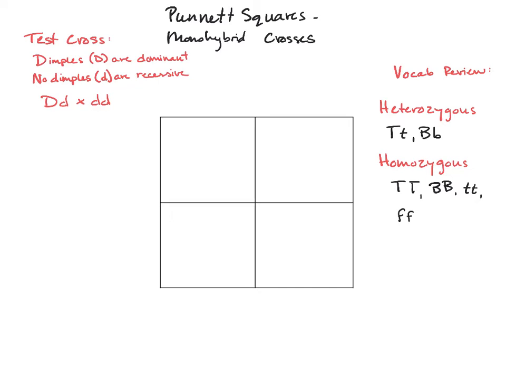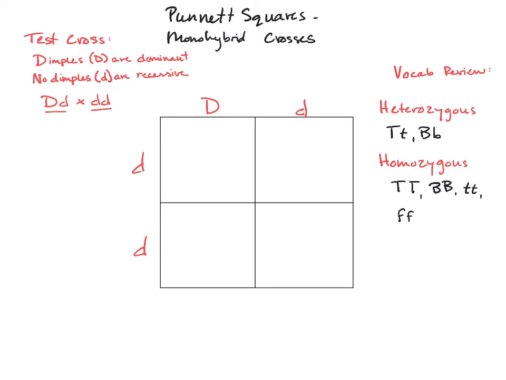So you're going to distribute the genotypes on the top and the side of your Punnett square. So we can put our person who has dimples on the top. So we'll put capital D over one column and the small d over the other column. And then we'll take the person who has no dimples and put their genotype on the side of our Punnett square.